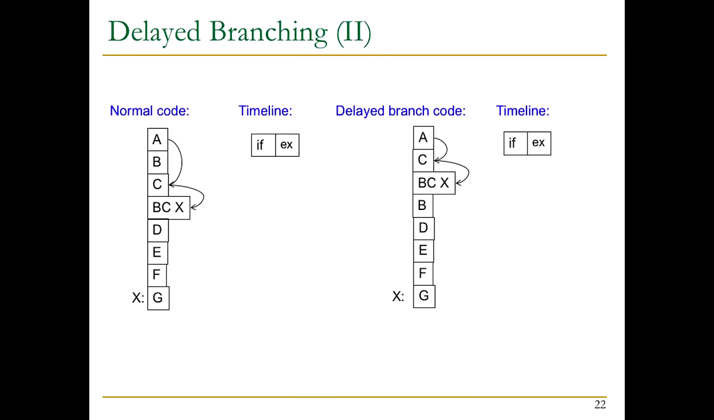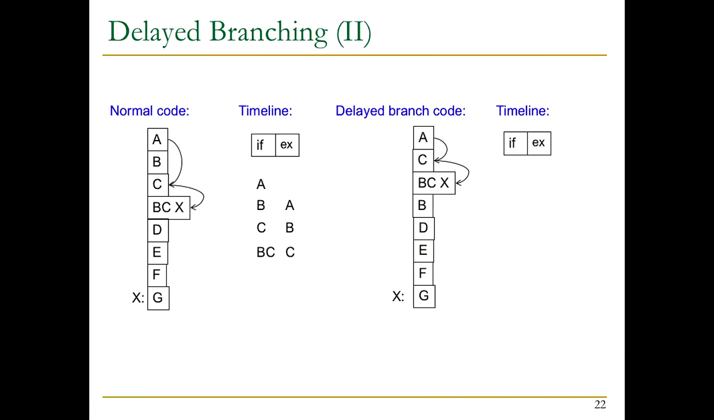So let's first see the potential benefit. This is our normal code, a sequential code layout, and these are the data flow dependencies. We have A, B, C, and the conditional branch to X. X is the target, and then D, E, F, G are instructions. Let's assume we have a two-stage pipeline to make life easy: instruction fetch and execute. In the first cycle, we fetch A. In the next cycle, we fetch B. In the next cycle, we fetch C. In the next cycle, we fetch the conditional branch.